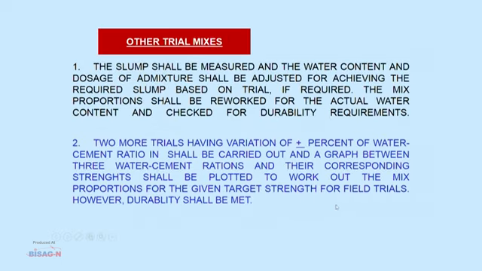Now we have to check whether the mix we have designed is giving proper results. So, first of all we will calculate the slump based on the mix design, and if we are not getting the appropriate slump, then the water content and doses of admixtures shall be adjusted appropriately. And 2 more trials we will work out by changing the water cement ratio, and we will select the mix proportion which gives the target mean strength we have calculated.